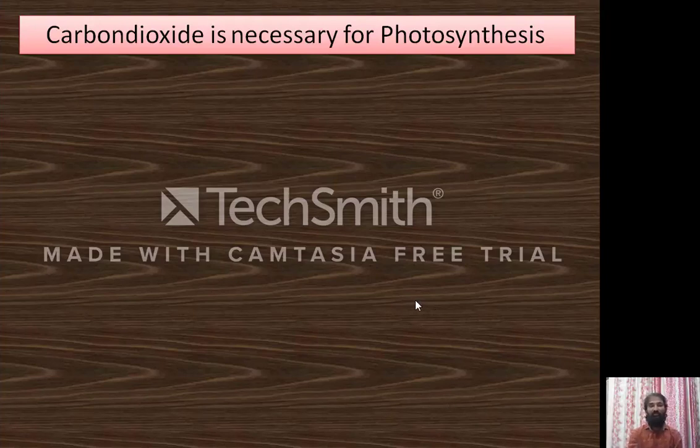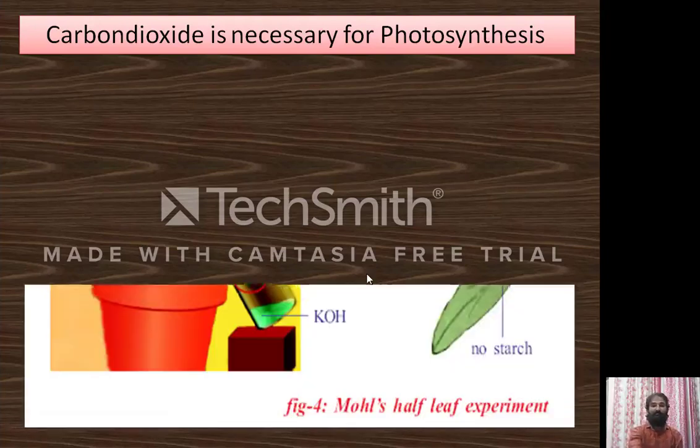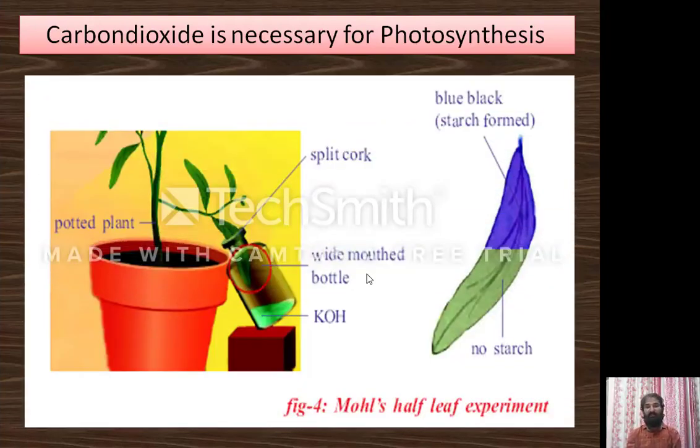See this diagram. What are the materials required for conducting this experiment? Here we take two same sized potted plants, and split cork, which is useful for fixing the leaf in the bottle. The third one is a wide mouthed bottle. And the fourth one is potassium hydroxide solution or potassium hydroxide crystals.